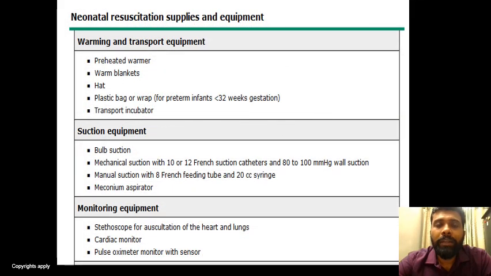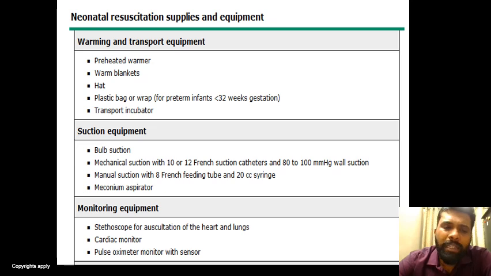Now, these are the neonatal resuscitation supplies and equipment that we need should a need for resuscitation come around. Okay, the warming and transport equipment, suction equipment and monitoring equipment. Okay, these three we most often use even if there is no need for a proper resuscitation. There needs to be a preheated warmer with warm blankets, baby hat if available, a plastic bag or wrap for very preterm infants less than 32 weeks of gestation for preventing hypothermia, and a transport incubator also, especially for preterms only.